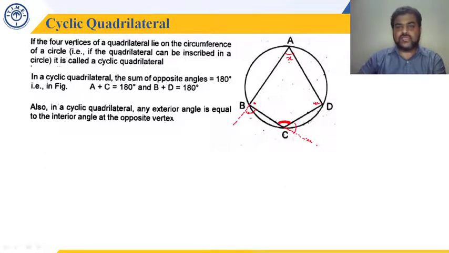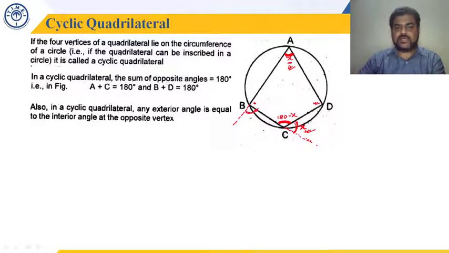So if this angle is X, this angle must be 180 minus X, because opposite angles are supplementary. And if this angle is 180 minus X, then this angle has to be X, because these two angles form a linear pair. So can I say that this angle is equal to this angle? So we'll say in a cyclic quadrilateral, any exterior angle is equal to the interior opposite angle, okay? Any exterior angle is equal to the interior opposite angle.